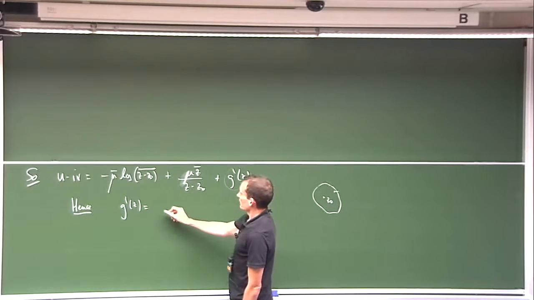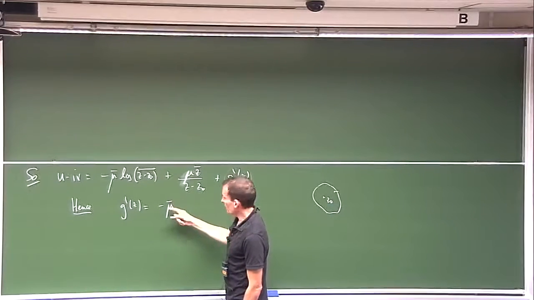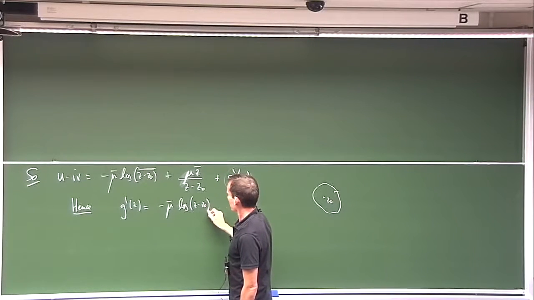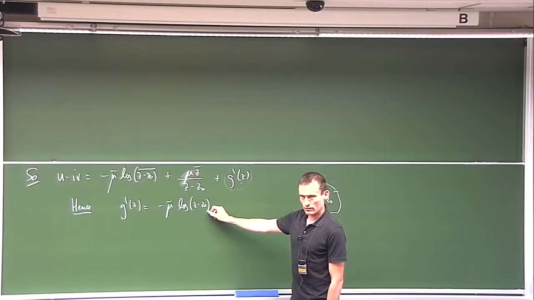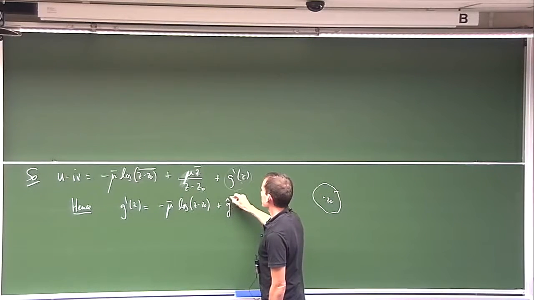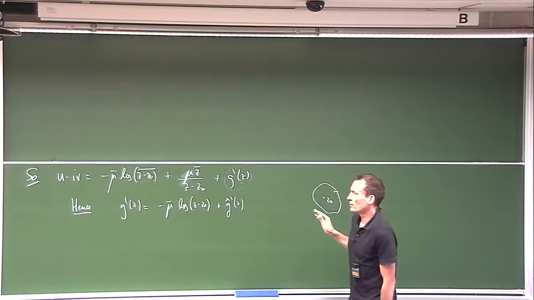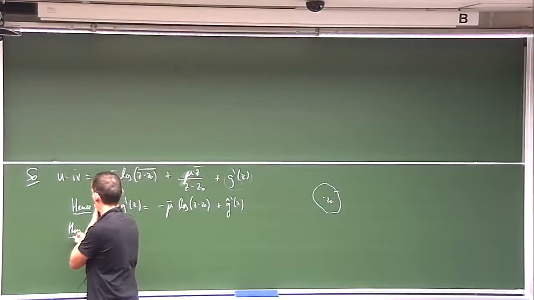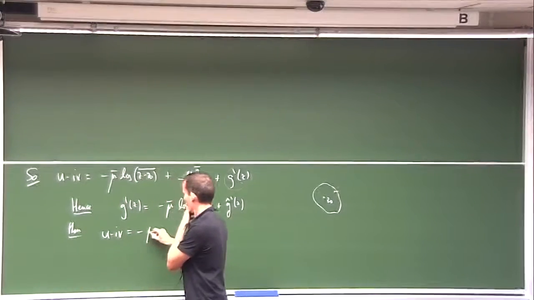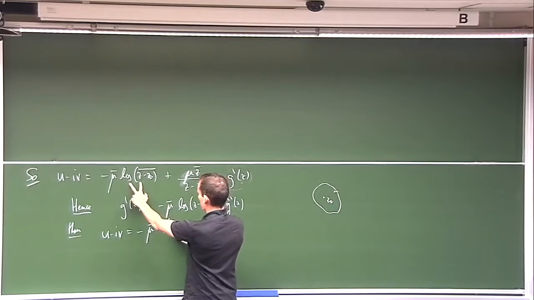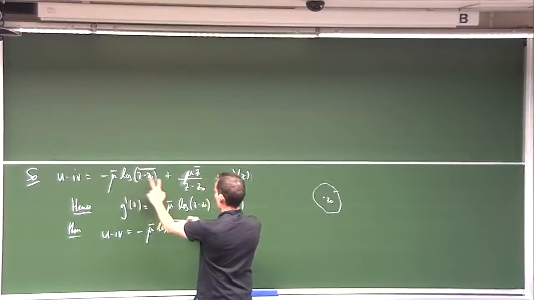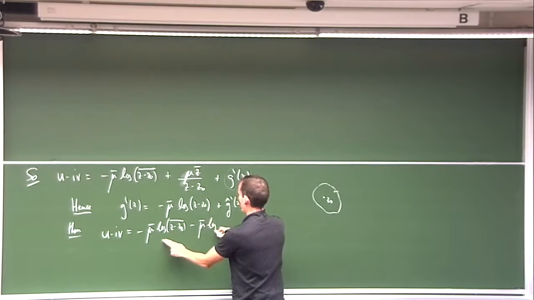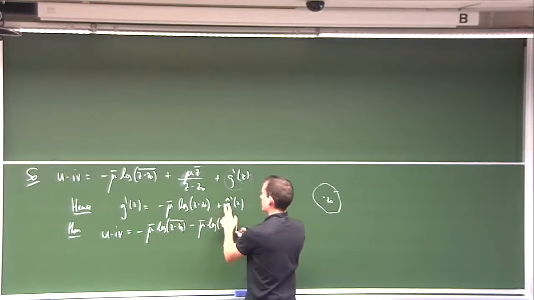Well, how about this? It's got to be an analytic function. That's a constant. And you know what? Let me add some other function. Call it g hat prime. And you'll see why in a second. Because then, I've got this thing, look. Let's put this part together, and then I'll put this and this together.